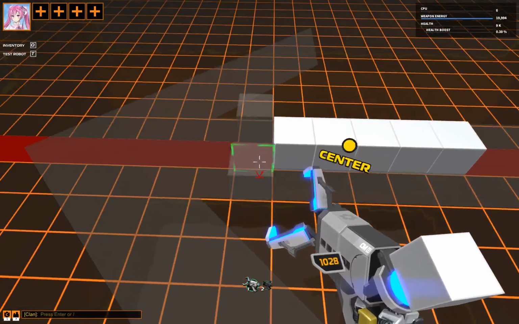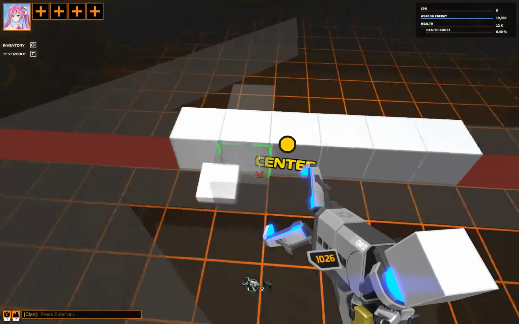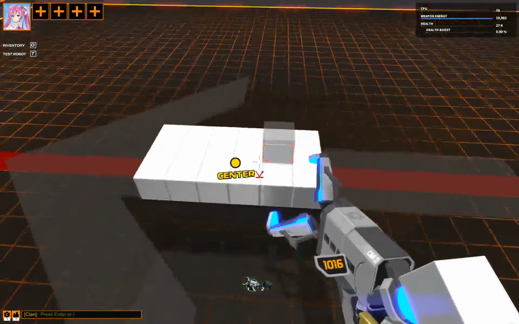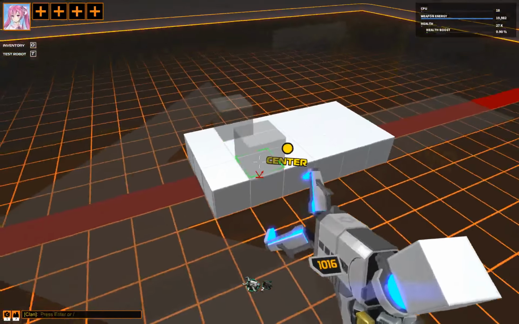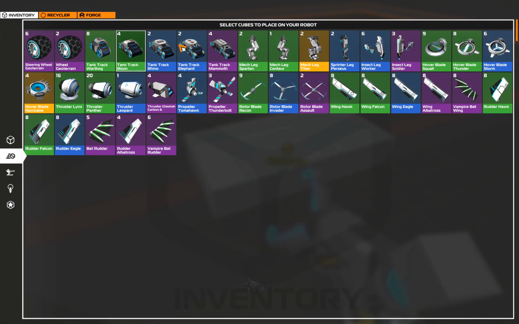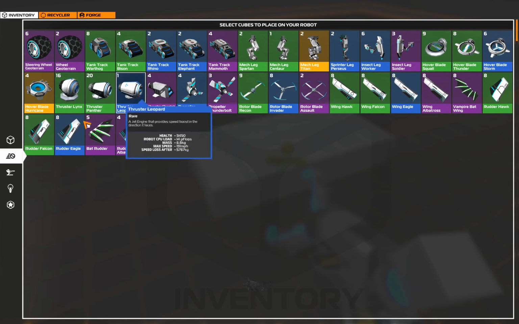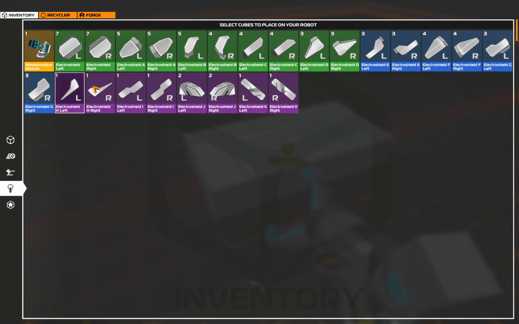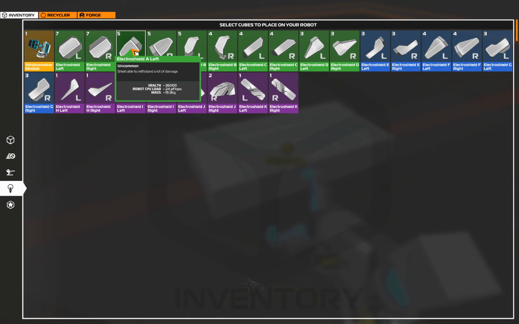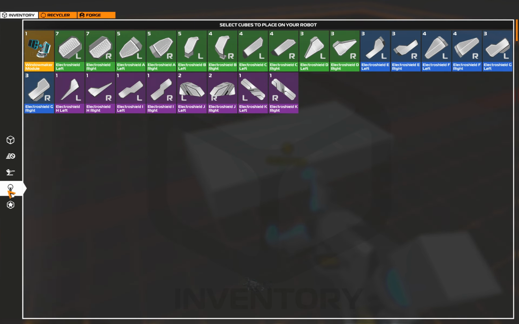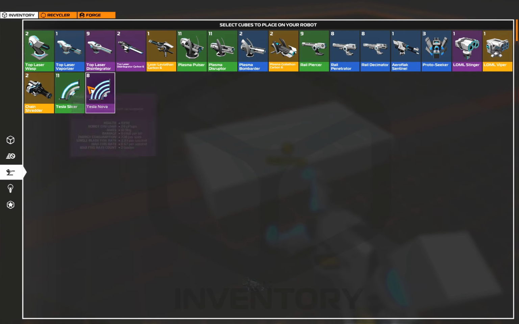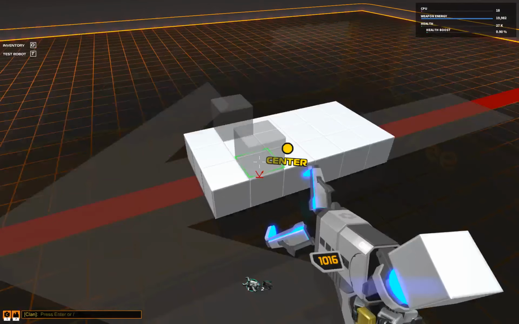Add some more. You get 6 CPU, and it will go up to 18 if you place 3 rows of them. Every part has its own CPU system. For example, a propeller Thunderbolt, which is an epic part, has a robot CPU load of 100 PFLOPs. Well, for example, an electric shield A left has 24 PFLOPs. Or a Tesla Nova here, 24.